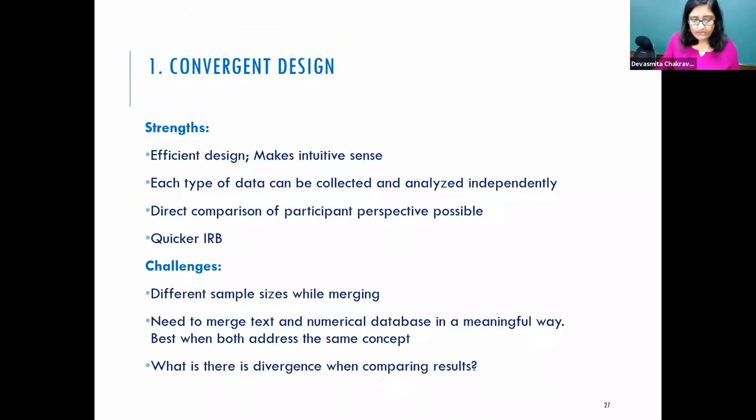Now, what are the advantages? Many advantages. It's an efficient design. You can quickly do it. You can do it with less money. It makes intuitive sense. Each type of data is collected and analyzed independently. And you can also do a direct comparison of participant perspective, convergent. So you are comparing the two.